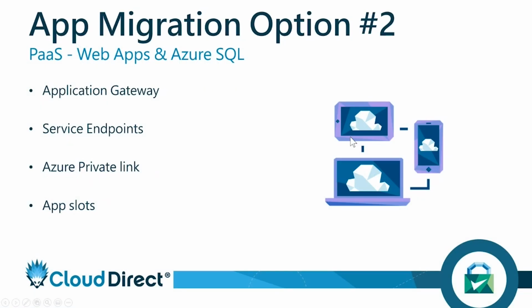So moving on to the second method, platform as a service, web apps. Again, very similar to how it works with the virtual machines, we always recommend having Application Gateway in front of any web applications that will be public, whether that's on a PaaS web app or on a virtual machine running IIS, for example.